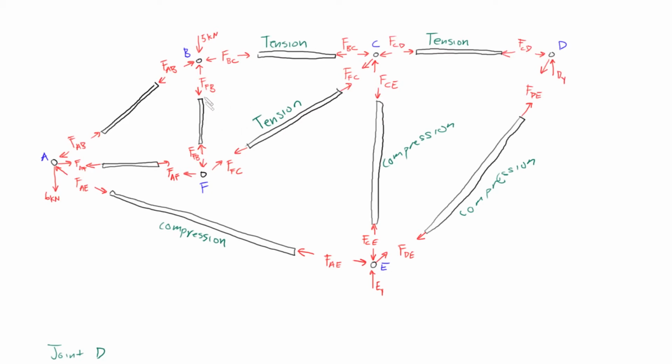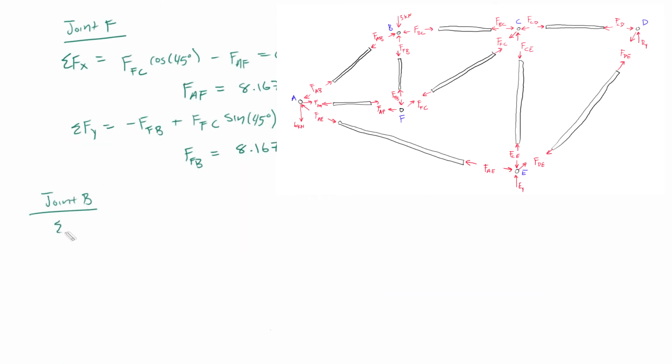So we can say that FFB or FB is actually in compression, and we could say that this member right here is in tension. And the last thing we have to solve for is this FAB force, which we could analyze either joint B or joint A. It's up to you. I chose to analyze joint B, so that's what I'm going to do. So we're going to take the sum of the forces in the x direction of joint B, and that's going to be FAB cosine of 45 degrees minus FBC, which equals 0.